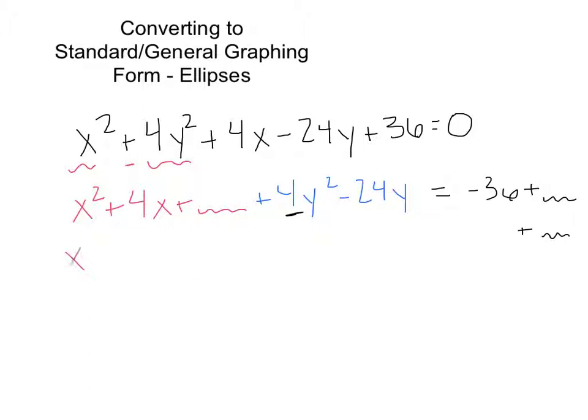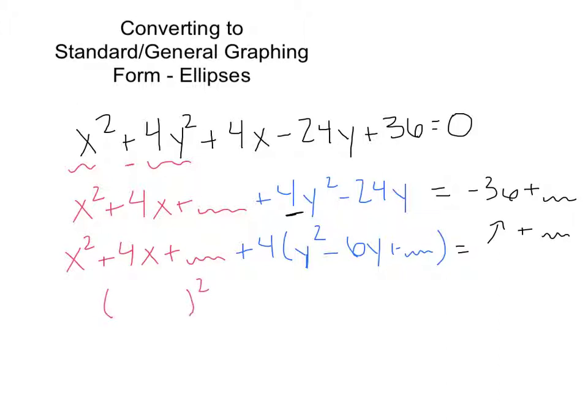So we're really going to be completing the square for x squared plus 4x plus something, plus 4 times y squared minus 6y plus something, and that's going to equal 36 plus something plus something. So let's go ahead and complete the square. I'm going to start with my x terms here. b divided by 2 gets me 2 inside the parentheses. Squared is 4, which means on the other side I'm going to add 4 to my 36.